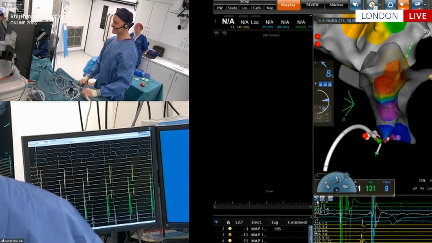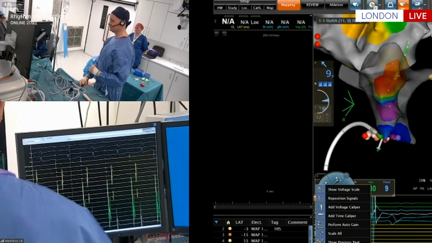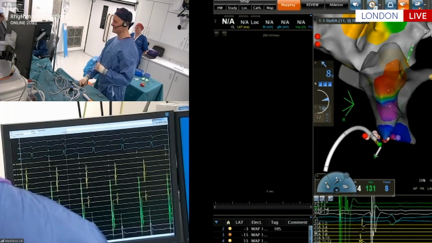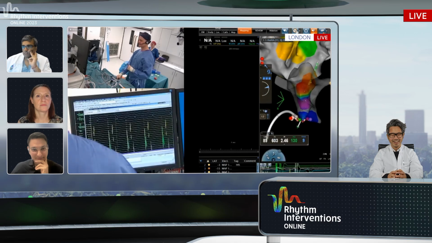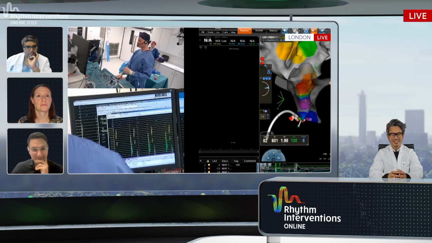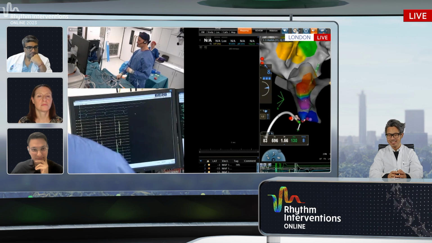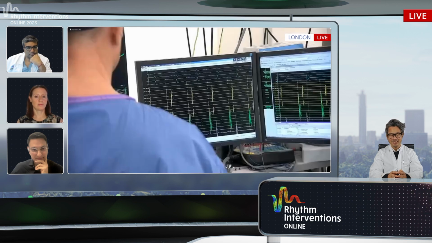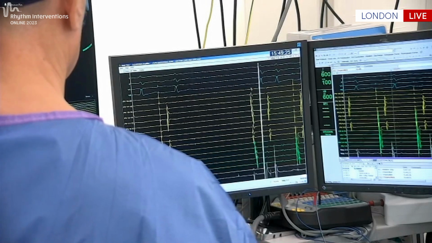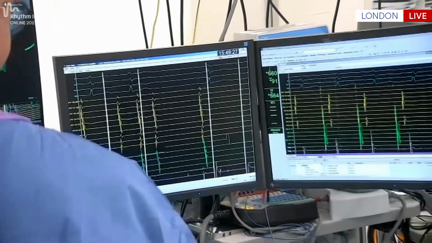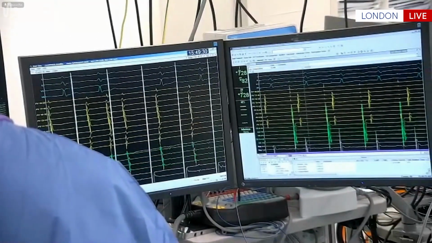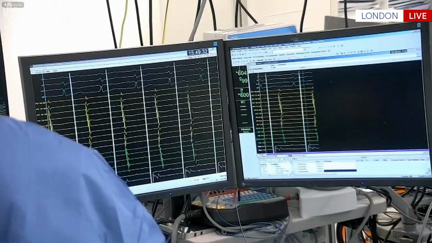Yeah, 178. So should we pace from map? We'll go back the other way. So we're just not that far lateral of the line. Can we pace from the map? And then just time the stim to the CS for me. And you can bring that onto the screen as well for them to see.